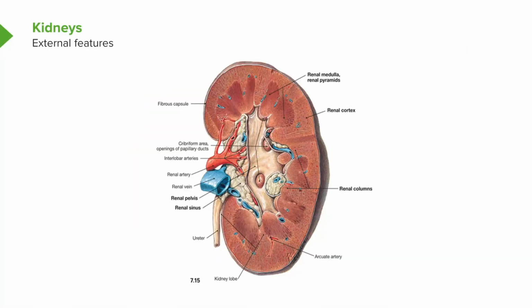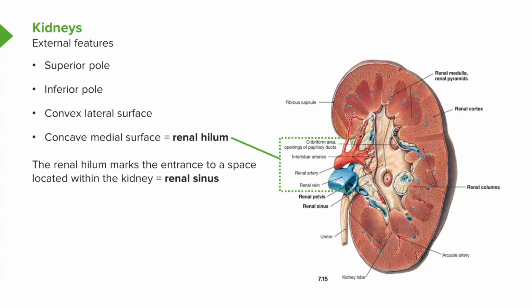So let's carry on looking at the kidney, and let's just have a brief little look at some external features. I appreciate this kidney has been sectioned so we can see into the hilum, but let's have a look at some of these external features. We can see we have a superior pole up here, and we have an inferior pole down here. We have a nice convex lateral surface around here, and we have an indented kind of concave medial surface, and this is the renal hilum. This space here is the renal hilum.